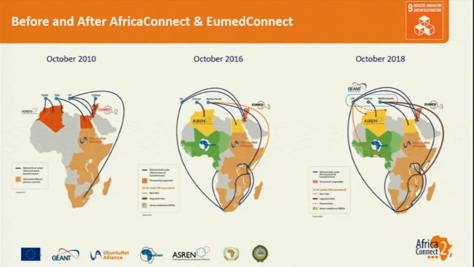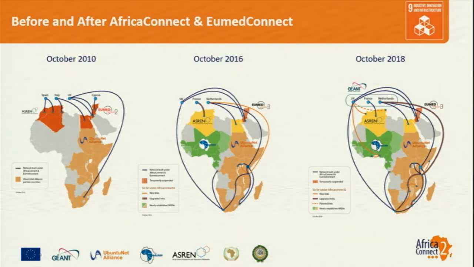So now we can talk about the achievements of Africa Connect and UMED Connect. Africa Connect 2 has achieved connectivity across the African continent. So when we look at October 2010, which is before the Africa Connect 1 project started, we had connectivity in the UMED Connect area to the 4 countries in North Africa and in the Near East, and we had connectivity to South Africa. That was it. At the time in 2010, the Ubuntu Net Alliance as a regional organization already existed. And then in 2016, in October, so after the first Africa Connect project, we then had quite an extensive backbone covering Southern and Eastern Africa.